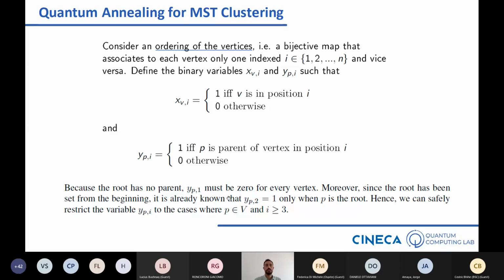You can also reason in this way. Since the root has no parent, of course, you know that y_p1 must be 0 for every vertex. Moreover, since in a tree you can pick the root randomly, we already know which is the root, and so we already know which are the children of the root. So we can safely restrict to the case where i is greater than 3.